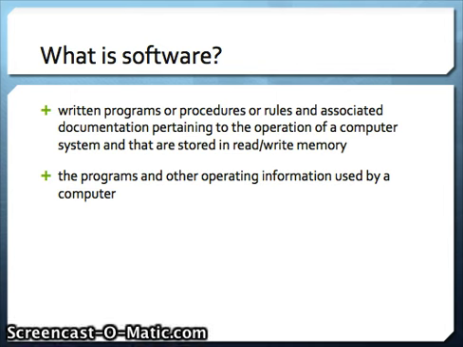So first, what is software? Software is defined as written programs or procedures or rules and associated documentation pertaining to the operation of a computer system that are stored in read-write memory. So what does that mean? Basically, it means that it's the programs and other operating information that are used by a computer to display it in English or in the same language.